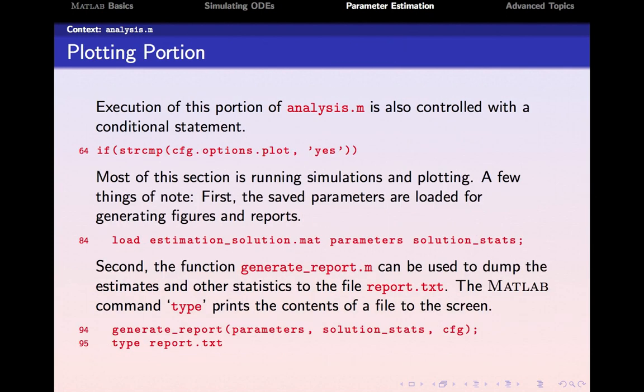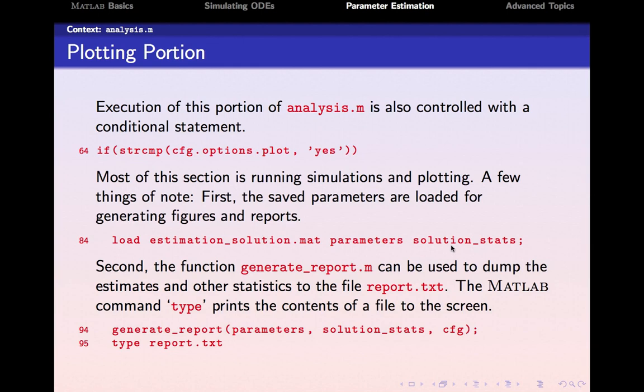So that was the first portion, the estimation portion of analysis.m. Next, if the cfg.options.plot variable is set to yes, that means it's going to execute the plotting portion. The first thing we do is load the estimation solution, the parameters, and the solution statistics. We're not overriding the CFG variable. It's going to stay as whatever was specified at the top of the script.